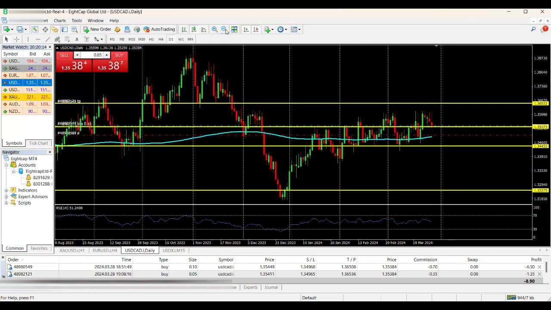So the first thing is make sure you zoom out on the daily time frame. As you can tell, it's trending up, making higher lows and higher highs, which means you should be looking for buys only. I know guys will be selling when the market is trending up. I'm not saying that's not the right way to trade, but that's very risky.